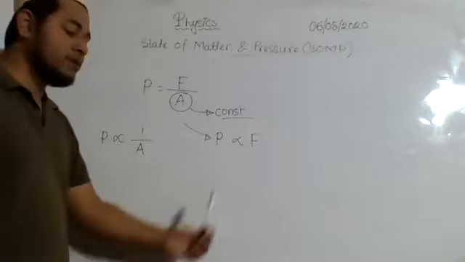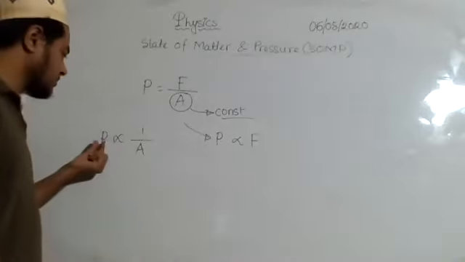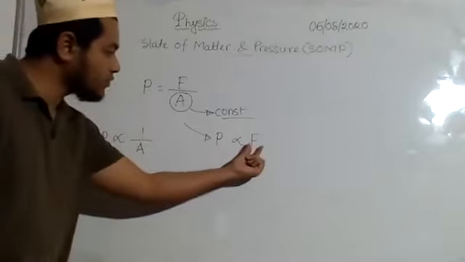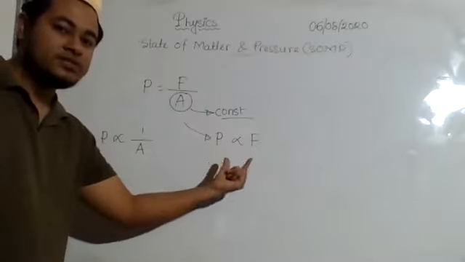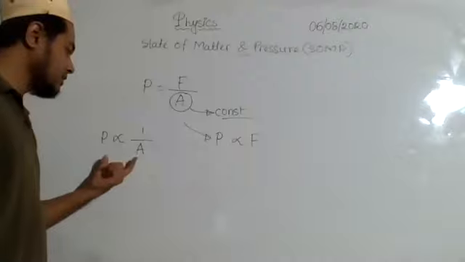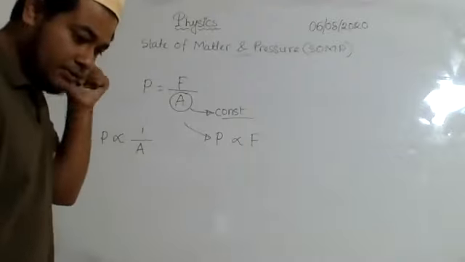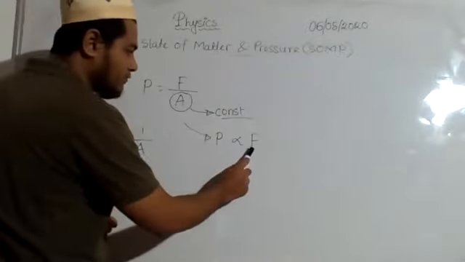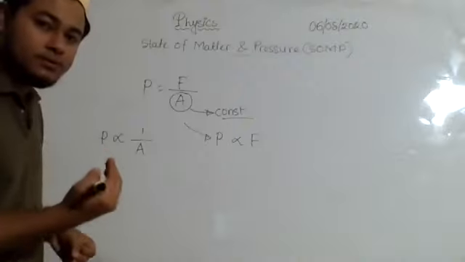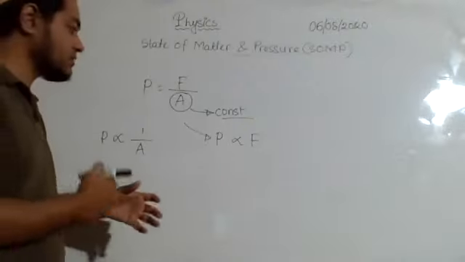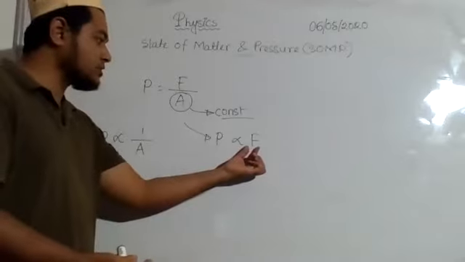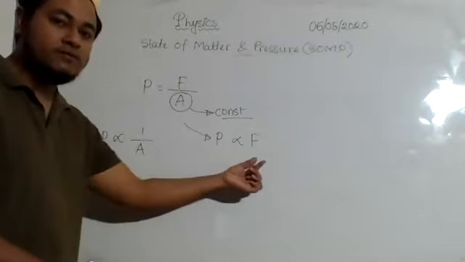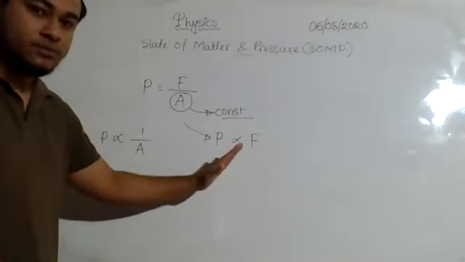These two are very important for MCQ. You must be able to answer that when the area increases, pressure will decrease, and when the force increases, the pressure will increase. Here it is directly proportional, and there it is inversely proportional. Sometimes the question might be: if you double the force, what will happen? The pressure will be doubled, right? As it is a proportional relationship, the change in force will be the same change in pressure. If you triple it, the pressure will be tripled. This is easy to understand.